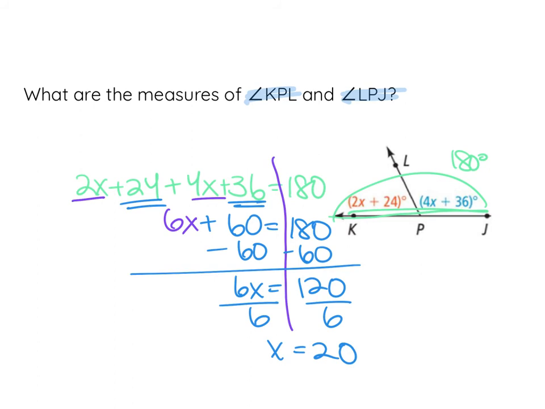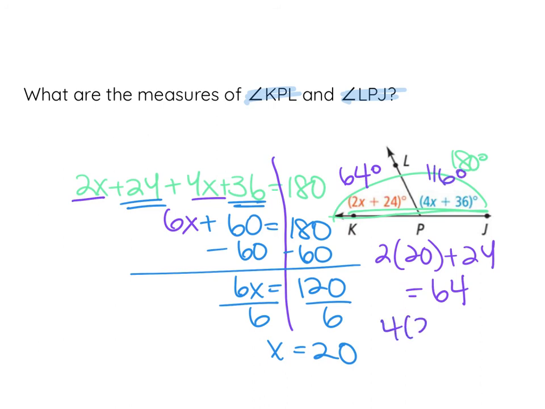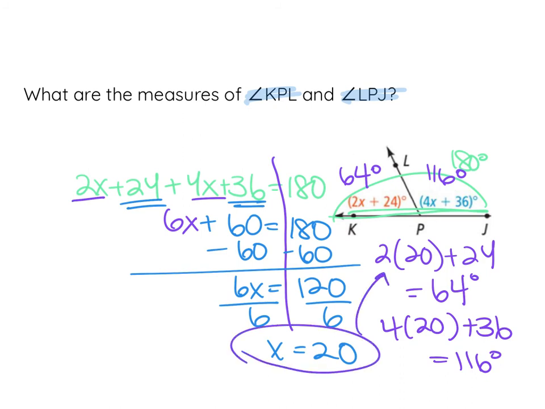So, I don't want that. So 2 times 20 plus 24 is 64. So that's this one here. And then 4 times 20 plus 36 is 116. So that's this one here. And then just to double check, if I take 64 plus 116, they should add up to 180, and they do. Okay, so three-part answer there. First, find x, use that to plug in to find these values here, 64 and 116.